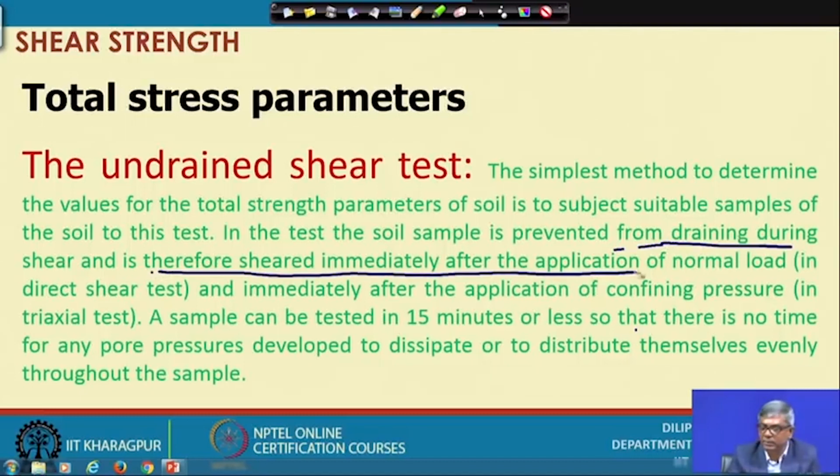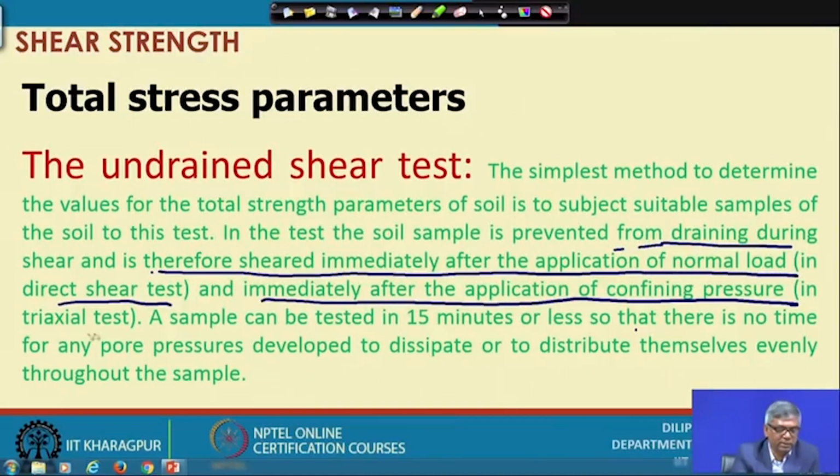The shear is done immediately after the application of the confining pressure in the triaxial test. A sample can be tested in 15 minutes. The undrained test can be carried out in 15-20 minutes, but if you want to allow draining, then with every application of load excess pore pressure will develop, and you have to give time for dissipating the pore pressure, and that actually takes time. So, if you want to do that type of test, it will take a long time, which I will discuss later, but the undrained test can be done very quickly. Some of the problem applications I will show you in the next few classes.